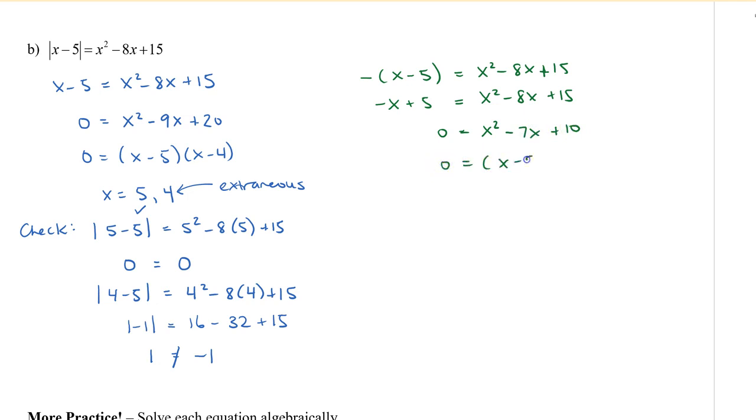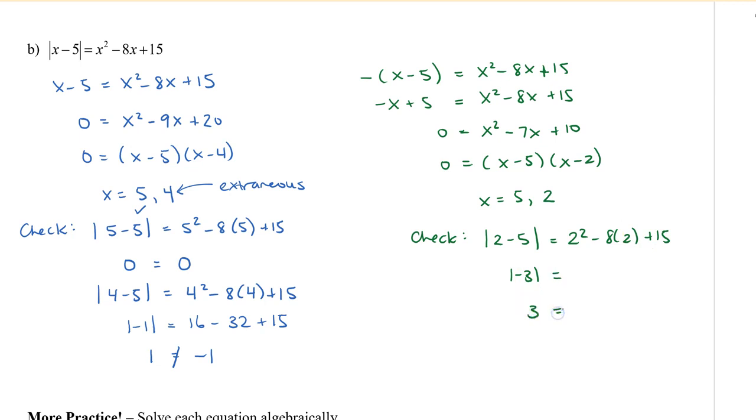So we have x minus 5 and x minus 2. So x equals 5 and 2. So we actually checked 5 already, so we just need to check 2. So an x value of 2, we get 2 minus 5 equals 2 squared minus 8 times 2 plus 15. So we get absolute value of -3 equals +3.